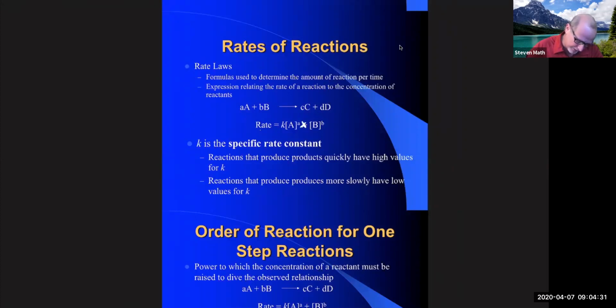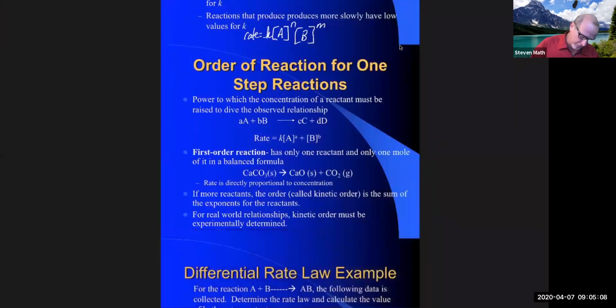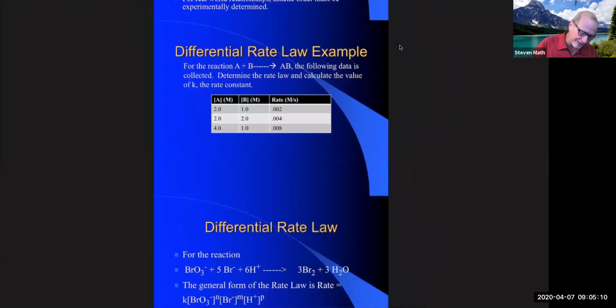So our rate would actually look like rate equals k, concentration A to some n, concentration B to some m. This A and this A are not related. This B and this B are not related. There is no relationship between the coefficients and the reaction order. Okay? So we're going to skip over that one step and get right to the math.